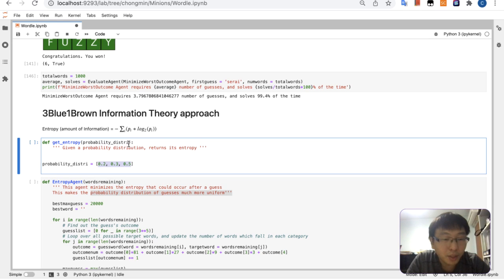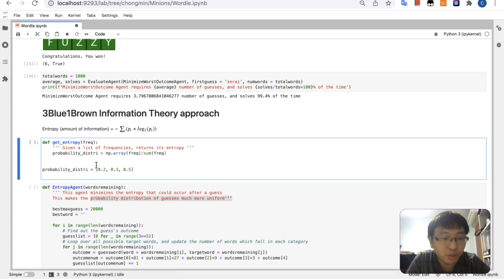But it may not be a probability distribution. Maybe we just call it frequencies. Given a list of frequencies, because the frequencies are just outcomes, and from there we need to calculate probabilities. So it equals np.array(frequency) divided by the sum of the frequency. So this will give us the probability distribution.